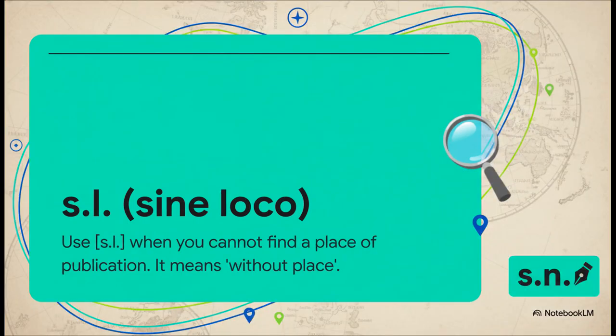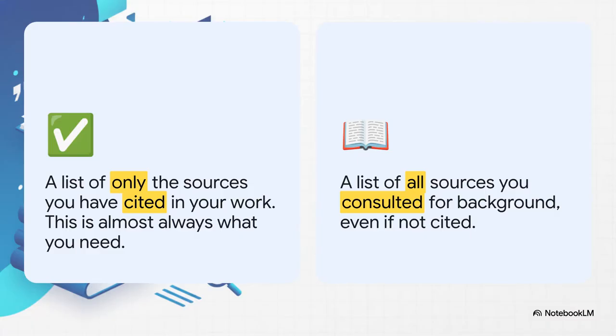And it's the same deal if you can't find the place of publication. In that case, you'll use S.L., which stands for sine loco, or without place. And just so you know, there's even a third one, S.N., for sine nomine, which you can use if the publisher's name is missing.